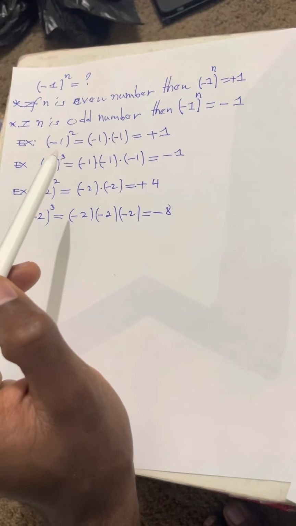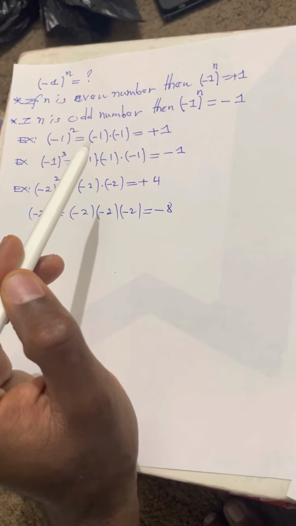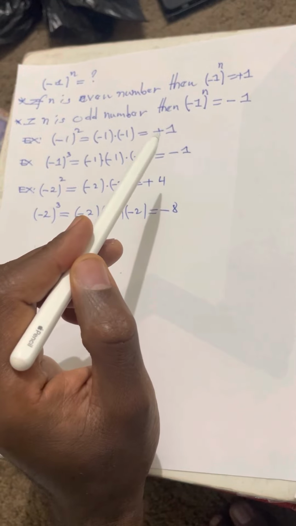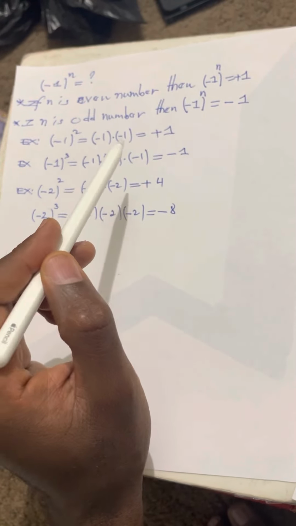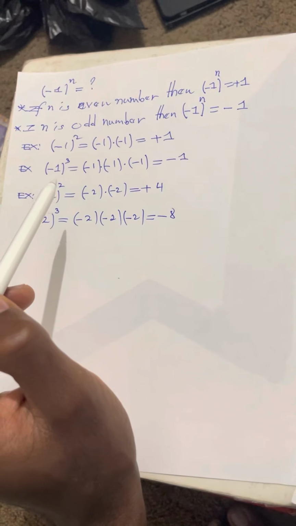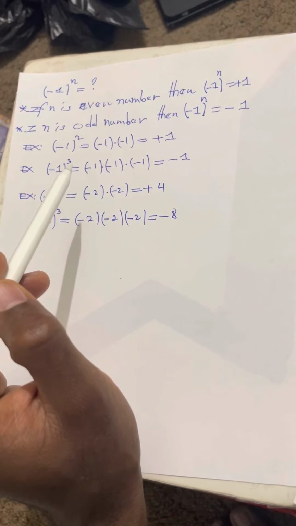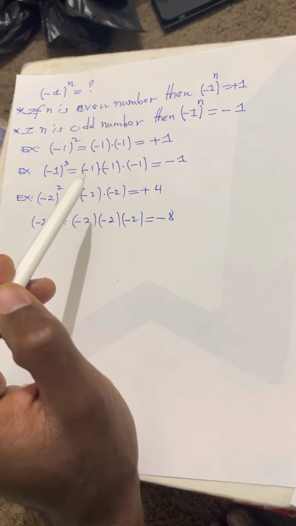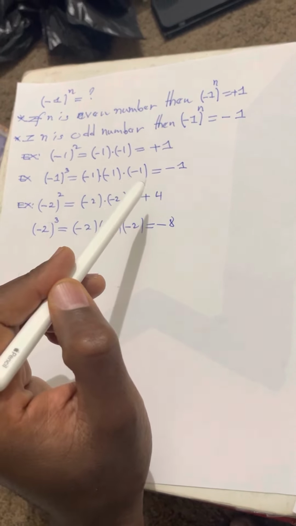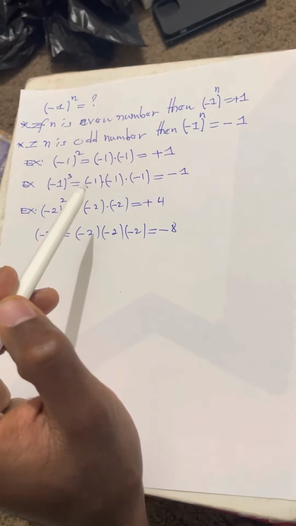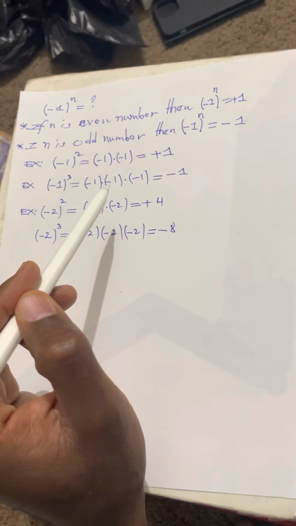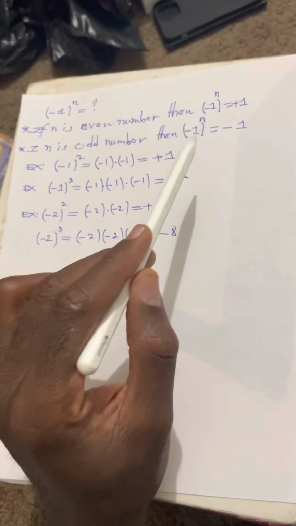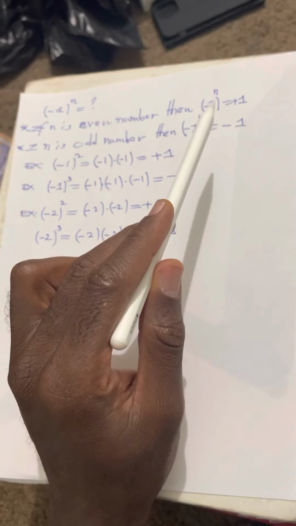But let's check that. Minus 1 to the power 2 means what? It means minus 1 times minus 1. So minus times minus turns to positive, and 1 times 1 is 1. Now, if the exponent is an odd number, like 3, that means what? I have to multiply negative 1 by itself 3 times. So this minus times this minus turns to positive, and positive times negative turns to negative. And that's not only for negative 1, that's just an example.